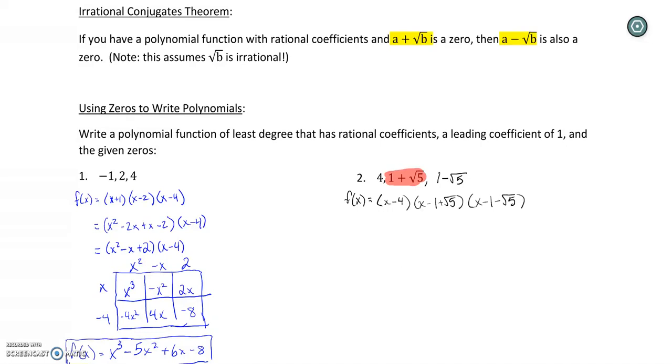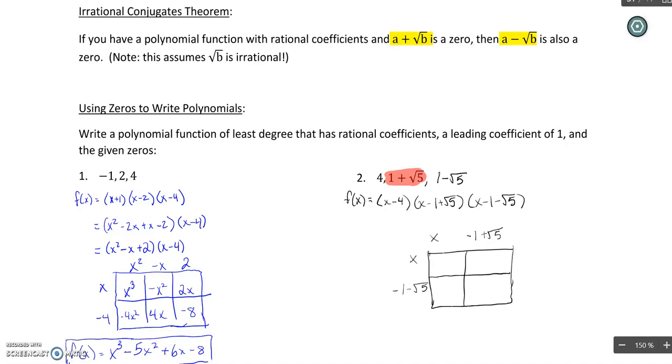Now, this is going to be a little trickier, and normally what I'll do here is work with the complex or the irrational part first. So we'll do x and negative 1 plus square root 5, and then same idea going down the side here. We do have to treat those negative 1 plus or minus the square root of 5 as binomials. So it ends up being negative x plus x root 5. Same thing here, negative x minus x root 5. And then to go in this last box, we'll actually have to FOIL these two, negative 1 plus root 5 and negative 1 minus root 5.